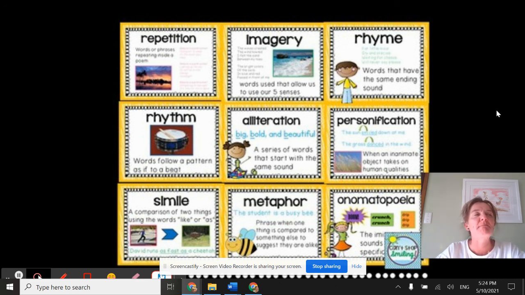Personification means making something that's an object like it's a person. So what you're doing, if I said the ocean was roaring, it's like it's a living thing. Or if I said the ocean was starving and it was eating away the beach, we know oceans don't eat. So we're giving it qualities of a person.